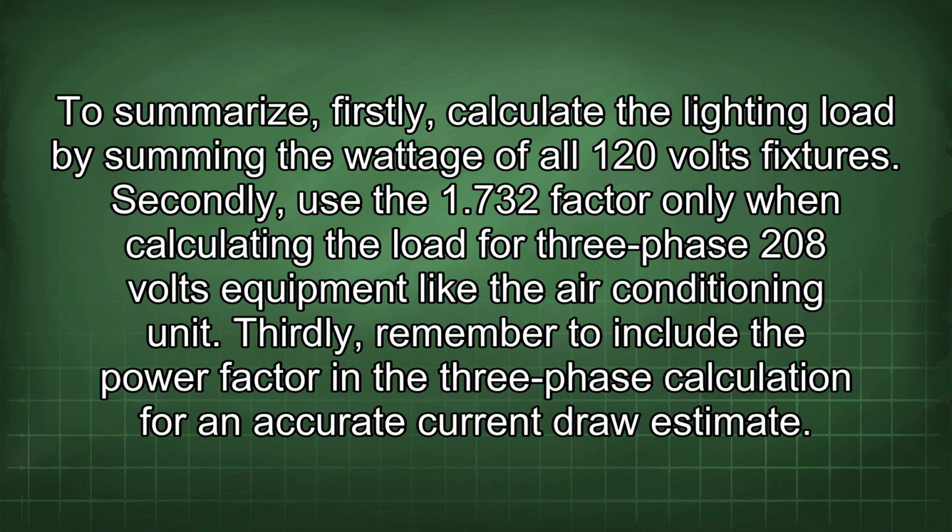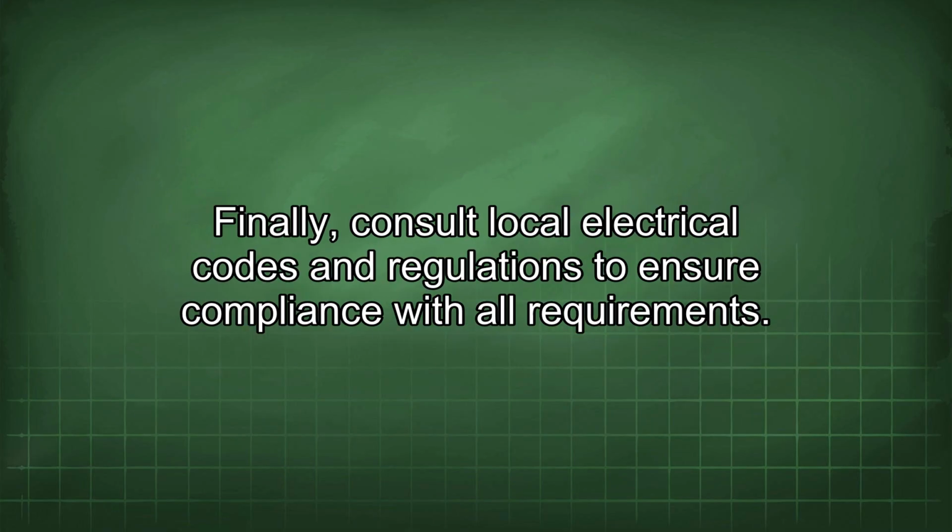To summarize, firstly, calculate the lighting load by summing the wattage of all 120 volts fixtures. Secondly, use the 1.732 factor only when calculating the load for three-phase 208 volts equipment like the air conditioning unit. Thirdly, remember to include the power factor in the three-phase calculation for an accurate current draw estimate. Finally, consult local electrical codes and regulations to ensure compliance with all requirements.